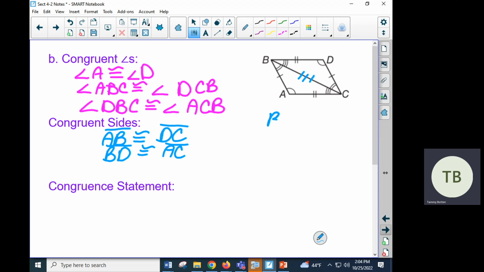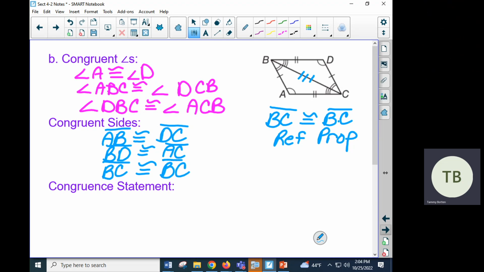And a really common step that's going to be used tomorrow when we do these proofs is, if two triangles share a side, you're going to say BC is congruent to itself, and that is called the reflexive property. Reflexive property is going to be super common in our proofs. So now I can say BC is congruent to BC.